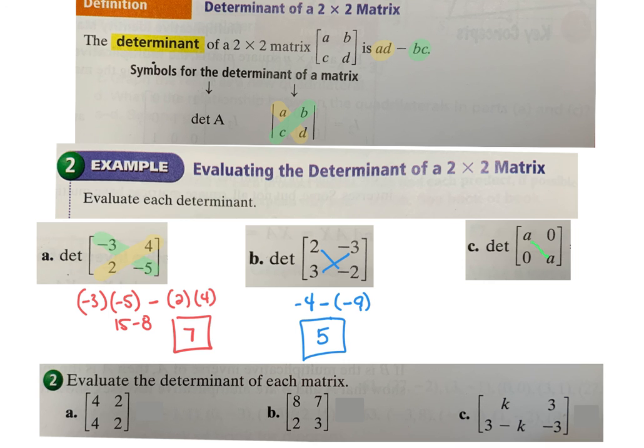And then the last one. A times A, A squared, minus 0. So my determinant here is A squared. All right? Try those 3.